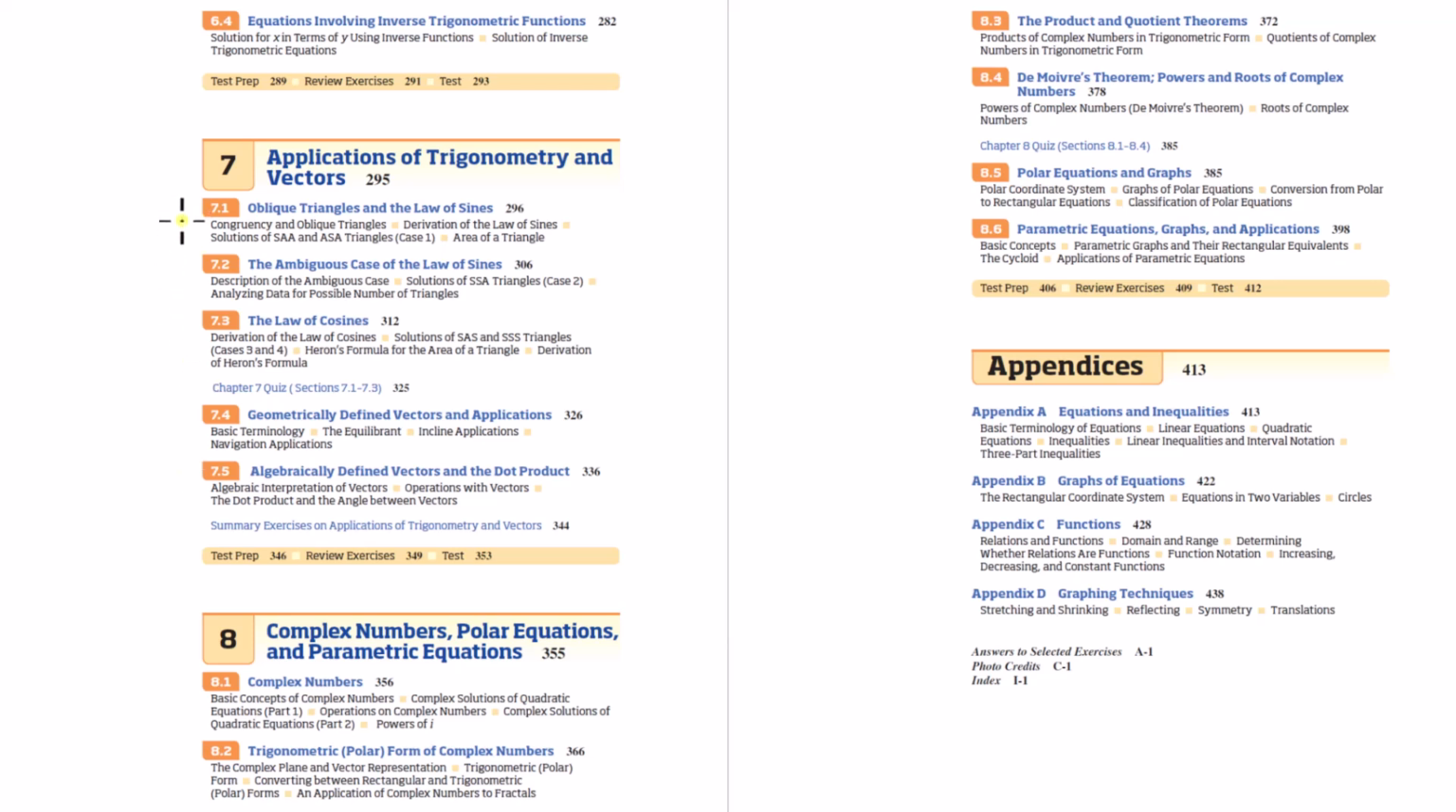So these first three sections are what we're going to be going through in this playlist from Chapter 7. And these sections are on applications of trigonometry. And so specifically, what we're going to use trigonometry to do in these three sections is we're going to come up with equations that will allow us to solve any triangle, not just right triangles.